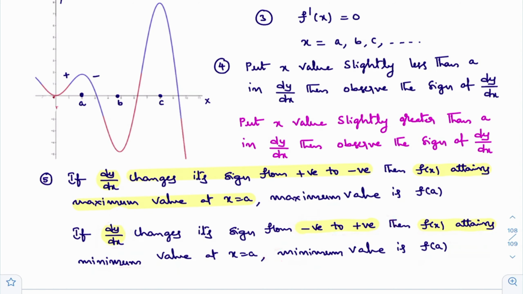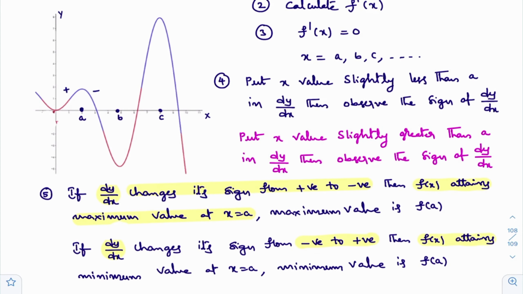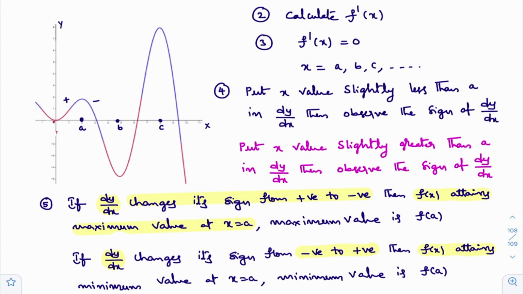If I do one worked example related to the first derivative test, then you will get more clarity. While doing exercise problems, I will do a problem related to the first derivative test.